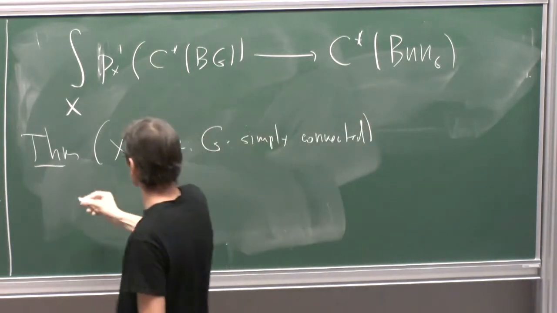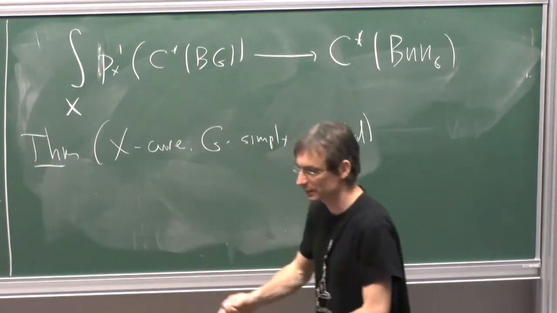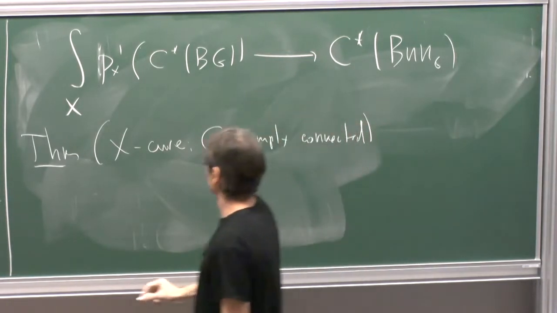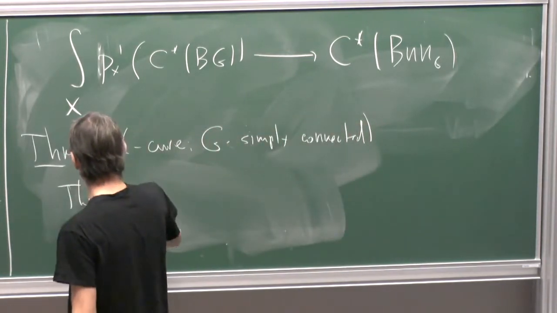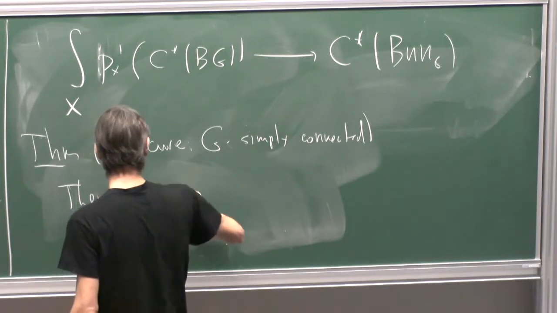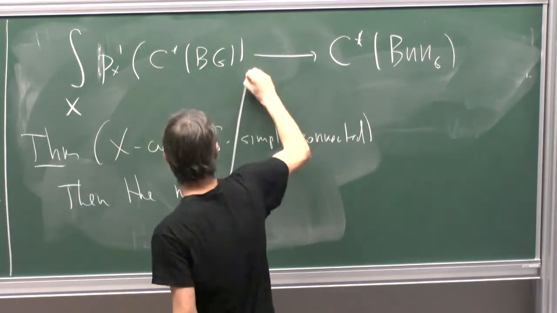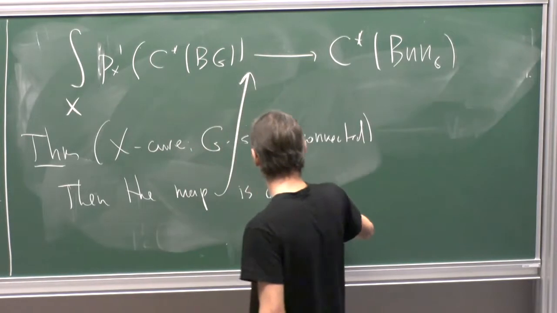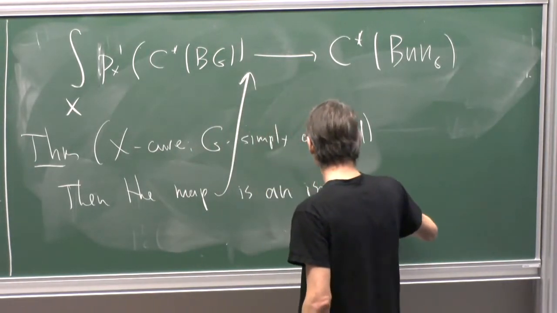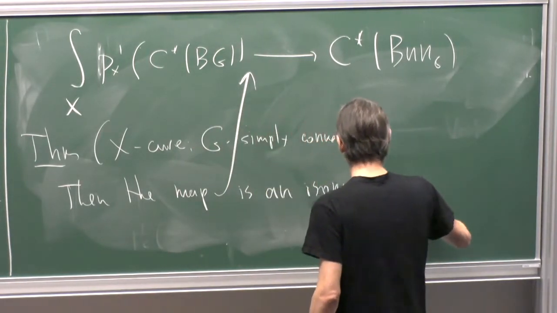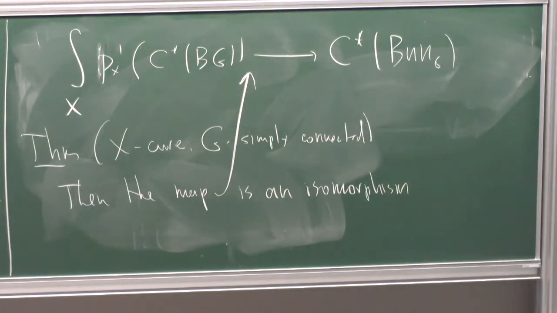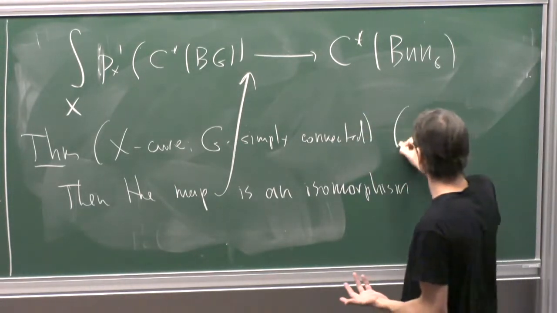Then, and semi-simple, sorry, semi-simple simply connected, otherwise it doesn't make sense. Then the map is an isomorphism. And this theorem has a name. This is the Atiyah-Bott formula.